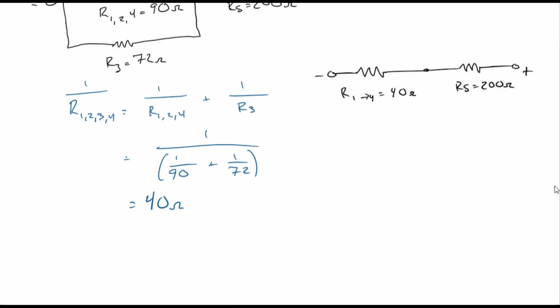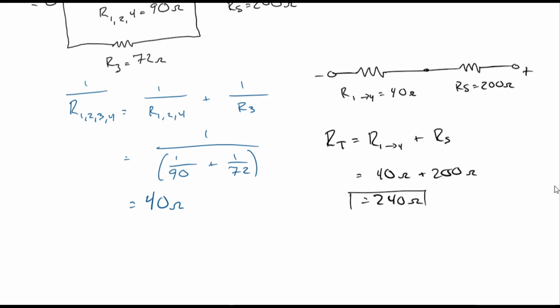So now to get the final, they're directly in series. So my R total is just going to be R1 to 4 plus R5, which is 40 ohms plus 200 ohms. And I get an R equivalent of 240 ohms. So that's the process.